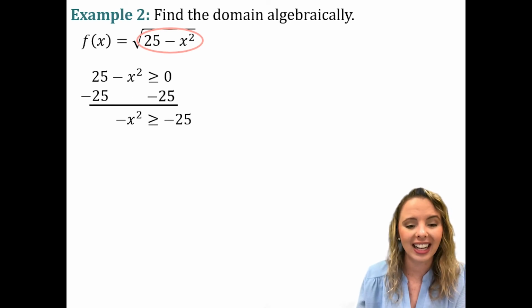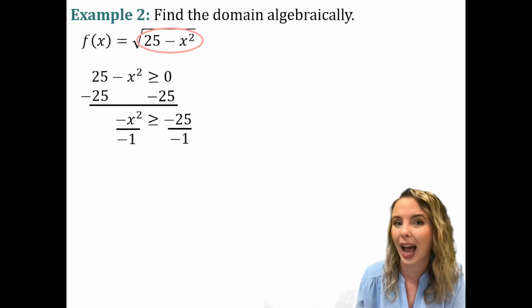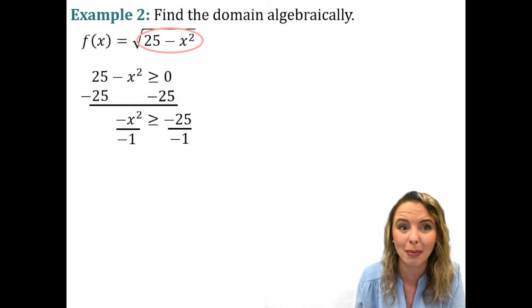So we have negative x squared is greater than or equal to negative 25, but we don't want a negative x squared, we want a positive x squared. So we need to divide by negative 1 on both sides. Anytime we divide by a negative, what happens to an inequality sign? We're going all the way back to middle school. So anytime we divide by negative 1, we have to flip our inequality sign. So instead of greater than or equal to, it's now going to be less than or equal to. So x squared is less than or equal to 25.